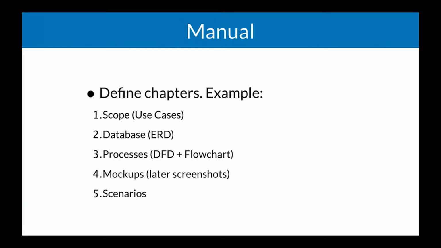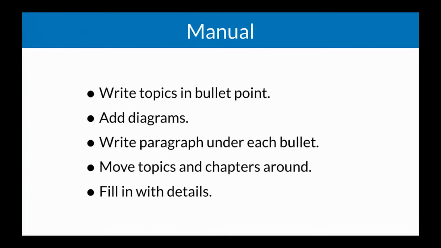Then when somebody puts the repo, they have access to everything. Then you define the chapters. Let's say you'll start with the scope, then you'll have all the database stuff, then you have processes, mockups, scenarios, and then you start filling it. Write the topics in bullet points, then add the diagrams, then write a short paragraph maybe under each bullet to explain things if you have to, if the diagrams are not self-explanatory.